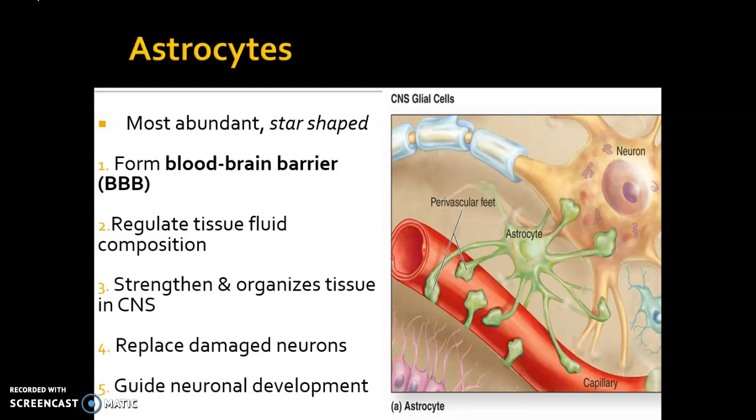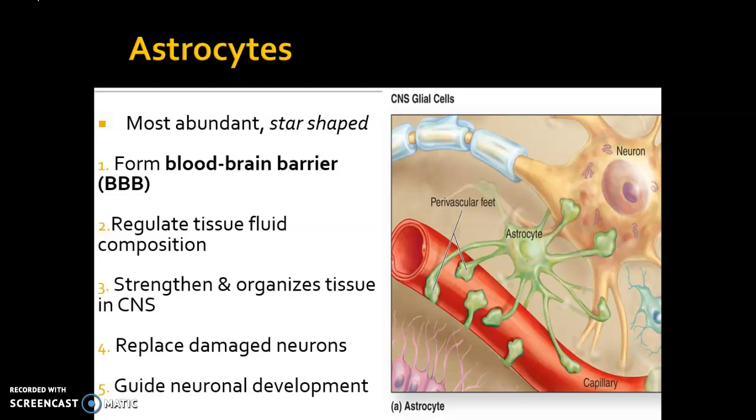into the brain tissue. The astrocytes, shown by the green cells here, also regulate tissue fluid composition. So they regulate what enters and exits the brain tissue. They also strengthen and organize the tissue in the central nervous system.